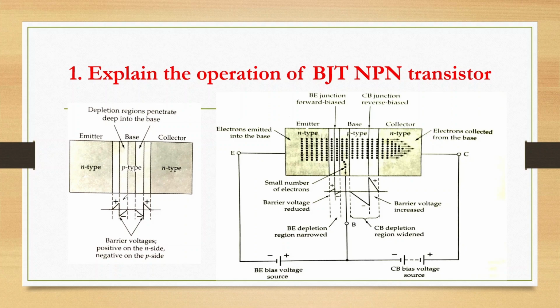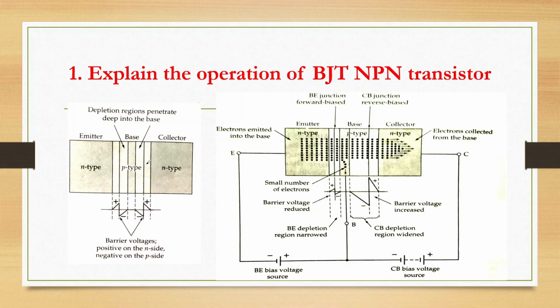So this is regarding your unbiased transistor. The barrier potential, or the barrier voltage, will be positive on the N side and negative on the P side. Here also it is negative on the P side and positive on the N side. Now if you give biasing, that is, if you connect an external voltage to a transistor, how will this transistor operate? Let's discuss that.